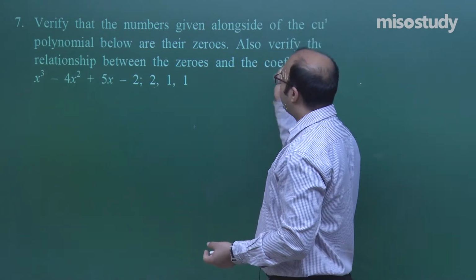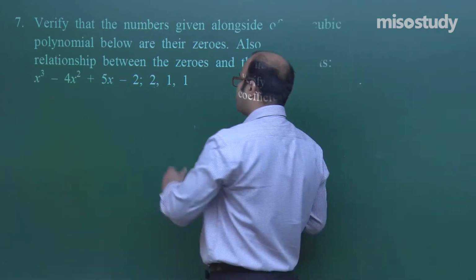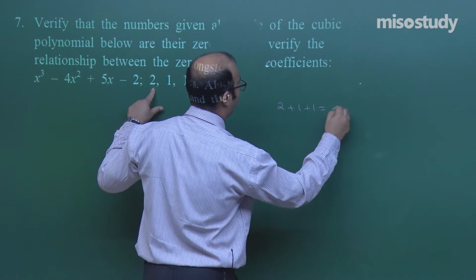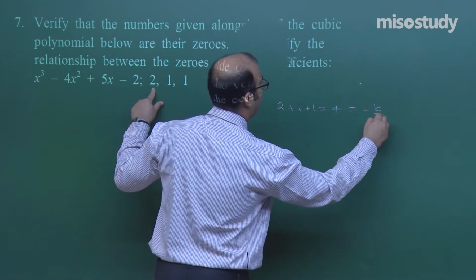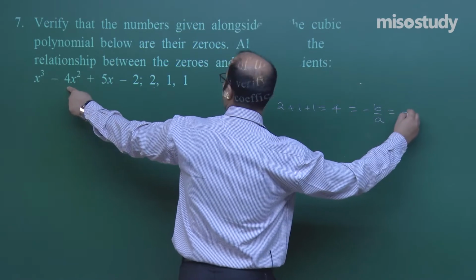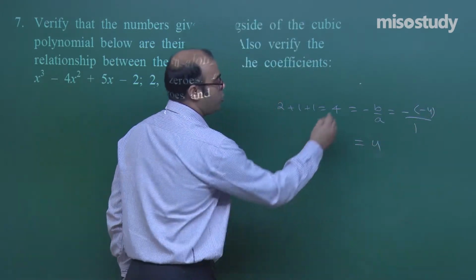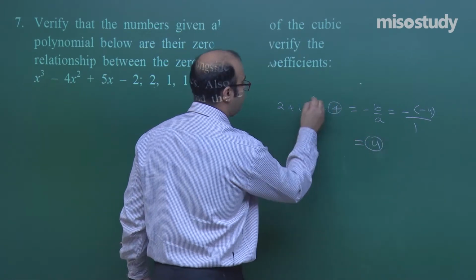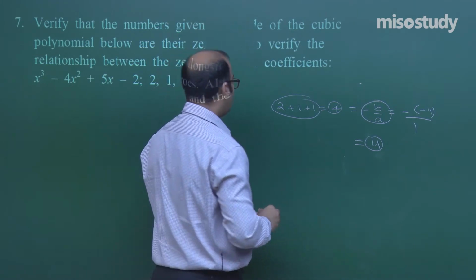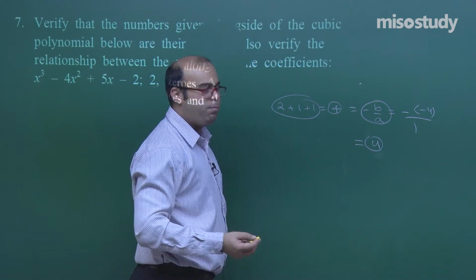Further we will also verify the relationship between the zeros and the coefficients. So first we add the zeros, 2 plus 1 plus 1 is equal to 4, that should be minus b by a. So is this minus b by a? If we observe, minus of minus 4 upon 1, which is actually 4. So this 4 and this 4 is same, so the sum of the roots is equal to minus b by a is correct.